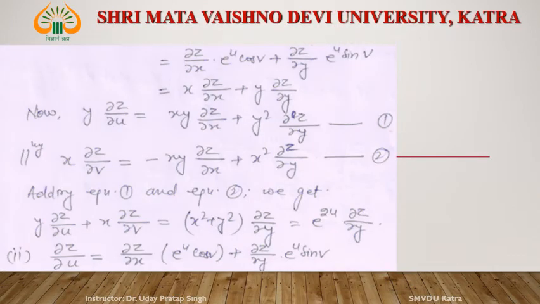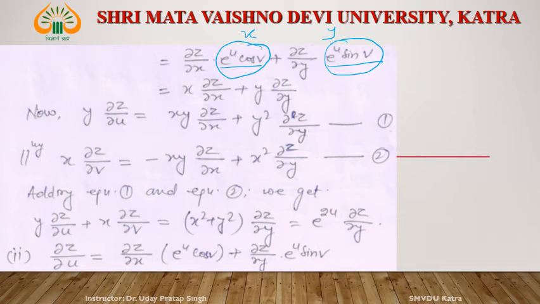Del z by del x and del x by del u is equal to this. Del z by del y and del y by del u is equal to this, right? And this is equal to x del z by del x. What is this? This is x. What is this? This is y. So x del z by del x, y del z by del y, right?